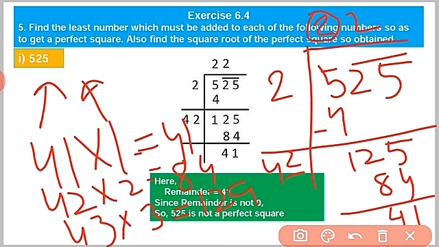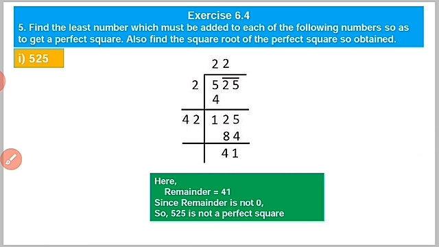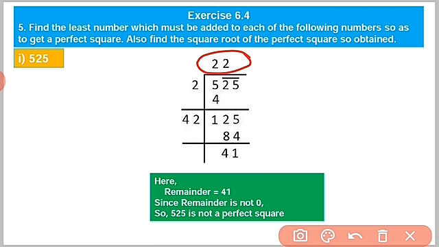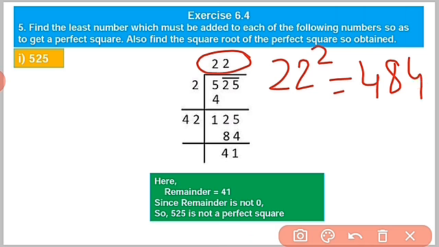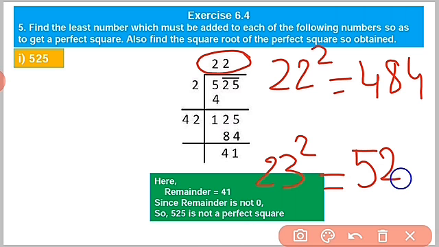So to find a perfect square we must add a number to it, which will be the least number. So what is that number? How will we find it? Let's start. We got a quotient that is 22 over here. So find the square of 22. It is 484. What will be the next square number? Yes, the next square number will be the square of 23. How much is it? It is 529.